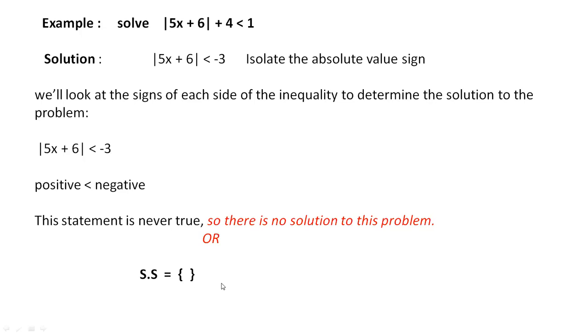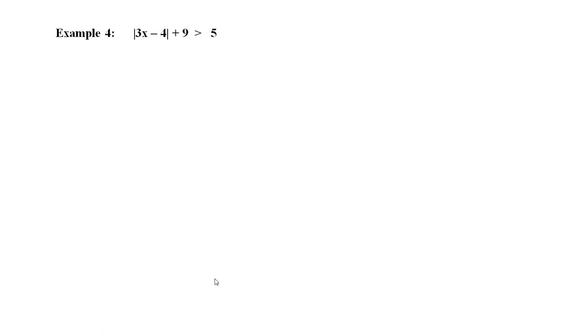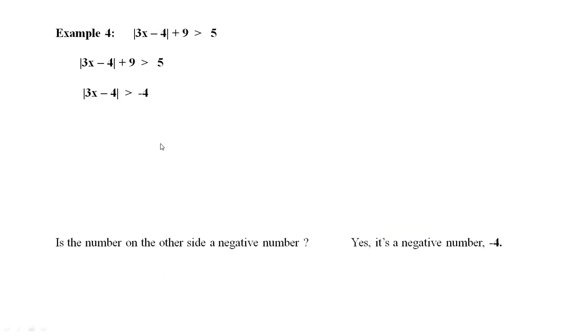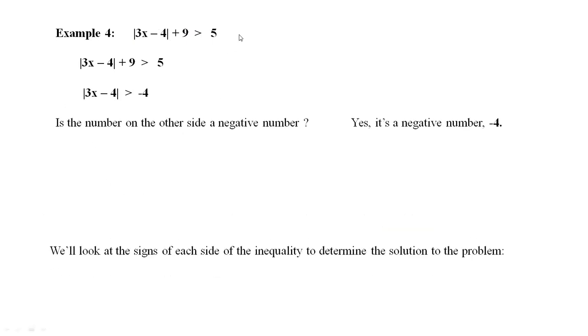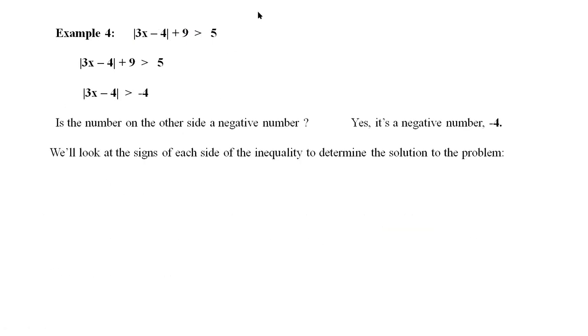Now let's move to the fourth example. The absolute value of 3x minus 4, plus 9, is greater than 5. First, isolate the absolute value sign by subtracting 9 from both sides. We get the absolute value of 3x minus 4 is greater than minus 4.